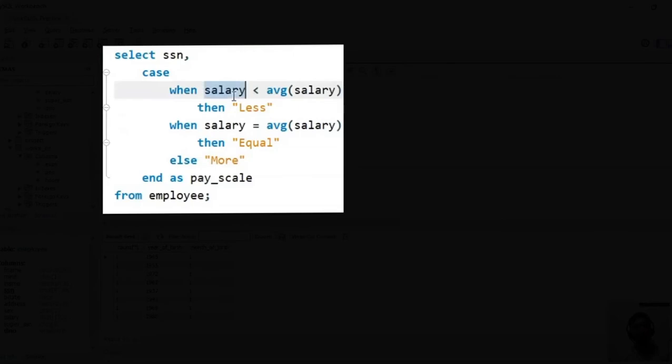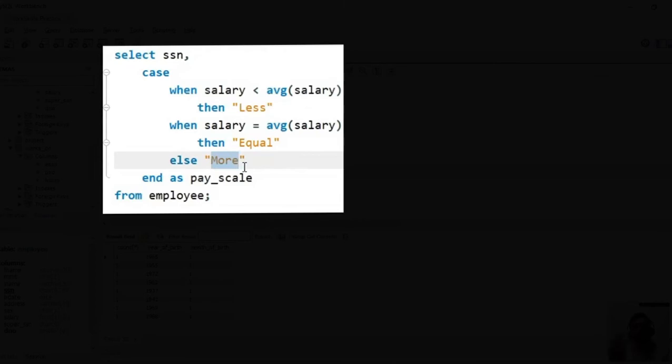So if for a particular row, the salary of that employee is lesser than the average salary from my table, then the output shall be less. When the salary is equal to the average salary, the output shall be equal, else the output shall be more. Right? So if an employee earns lesser than the average, for that row the output will be less. If he or she earns equal to the average, the output will be equal. And if both the conditions are not getting satisfied, then the output shall be more.